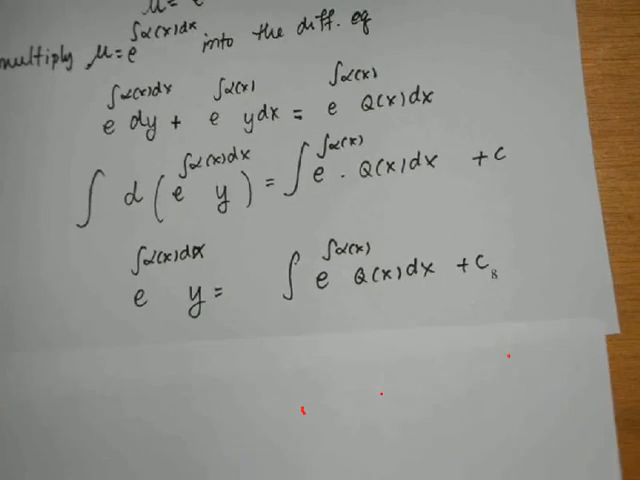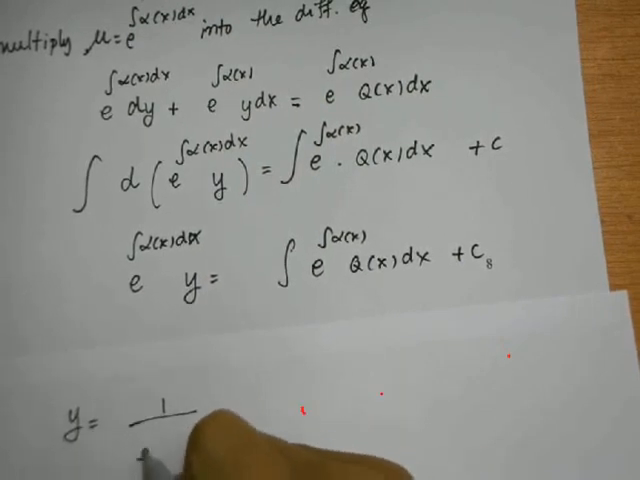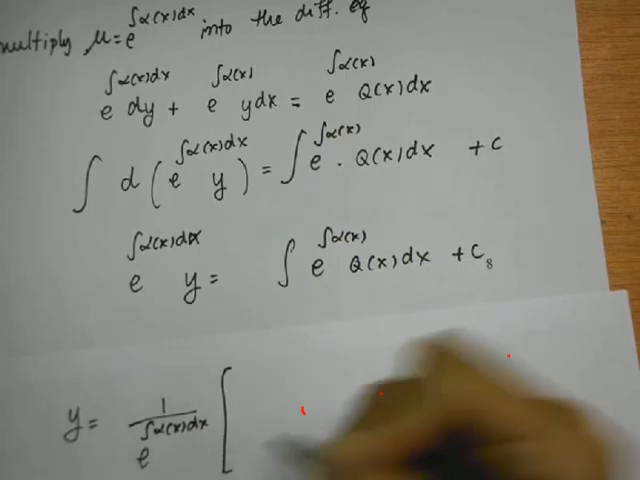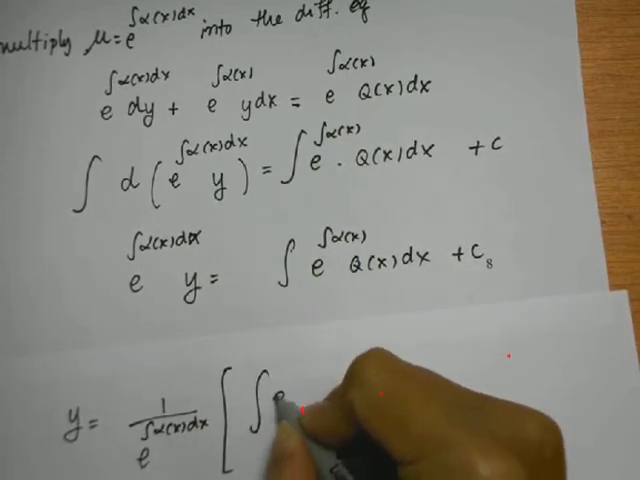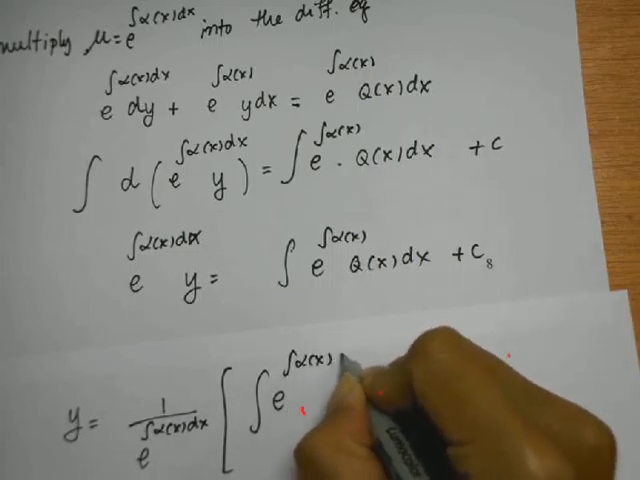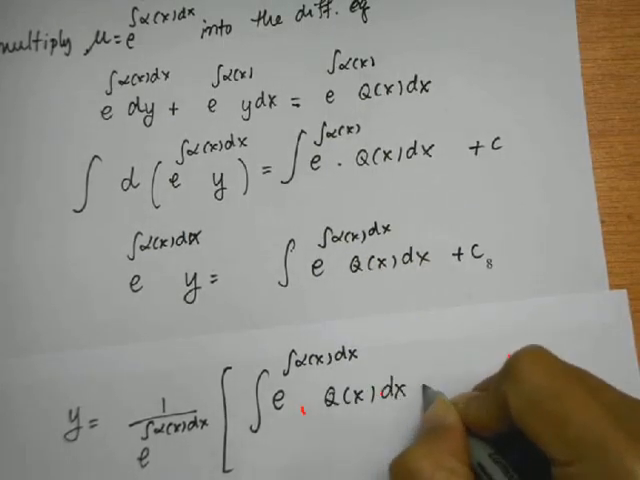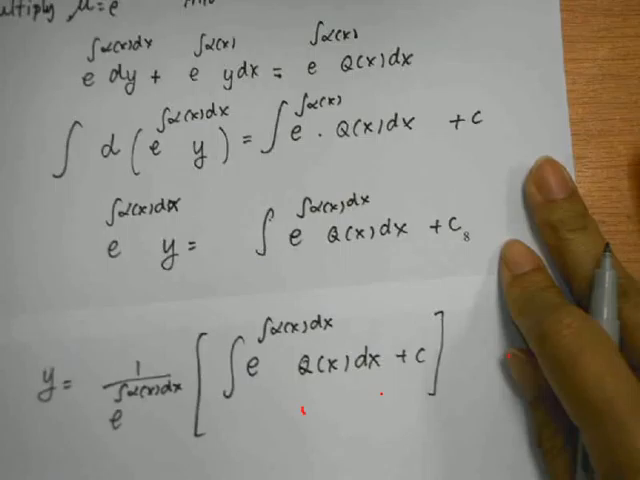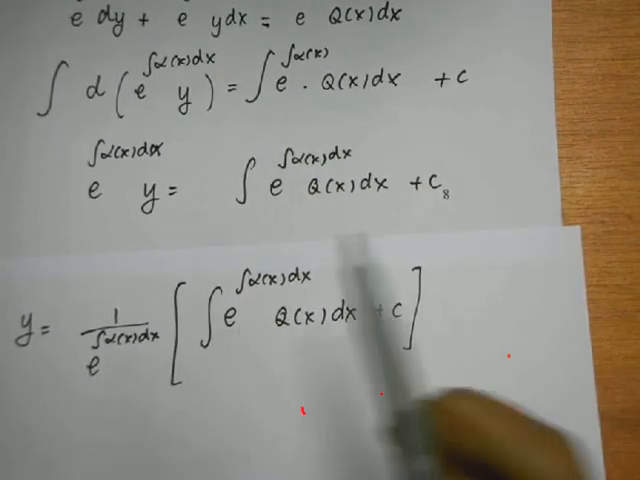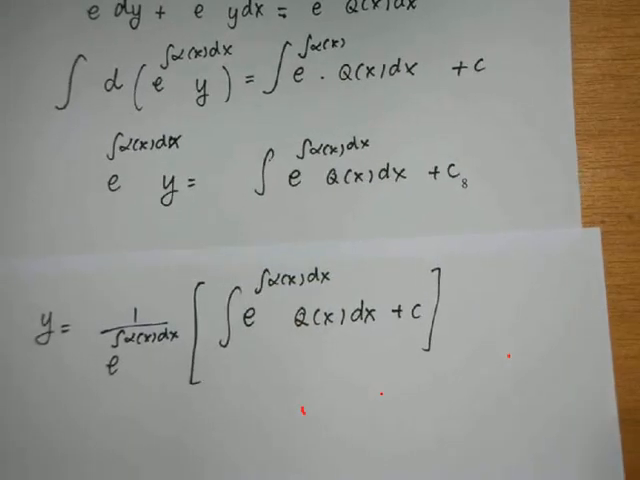So our y equals 1 over the integrating factor times the integral of the integrating factor times q(x) dx plus c. So if you know what q(x) is and what the integrating factor is, then you would be able to find the solution for this type of differential equation.